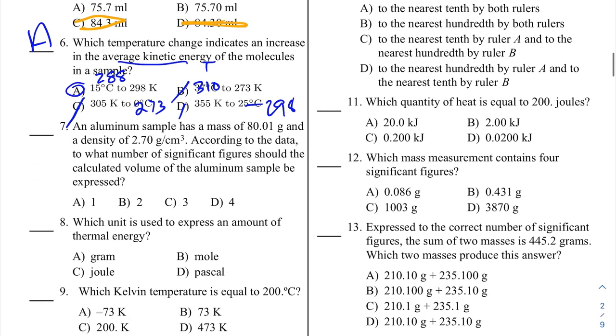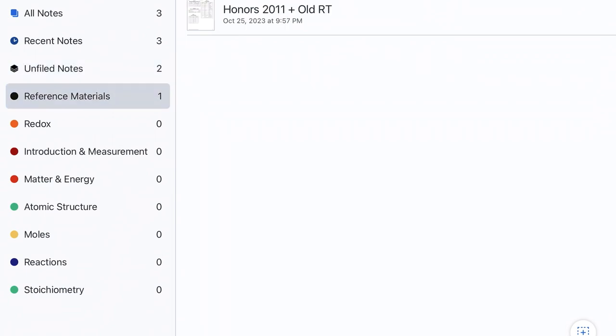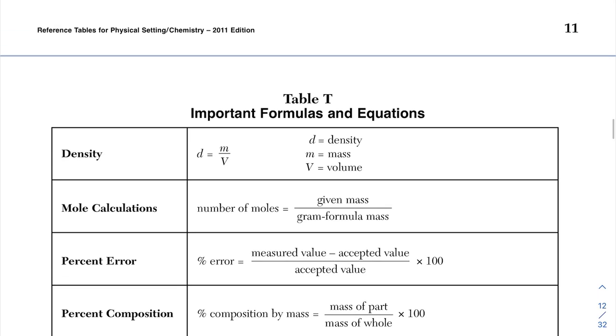An aluminum sample has a mass of 80.01 grams and a density of 2.70 grams per cubic centimeter. According to the data, to what number of sig figs should the calculated volume of the aluminum be expressed? So we have density, mass, and we're looking for volume. So the formula, let's just prove it to you. It's here on table T, right at the top. Density equals mass over volume.